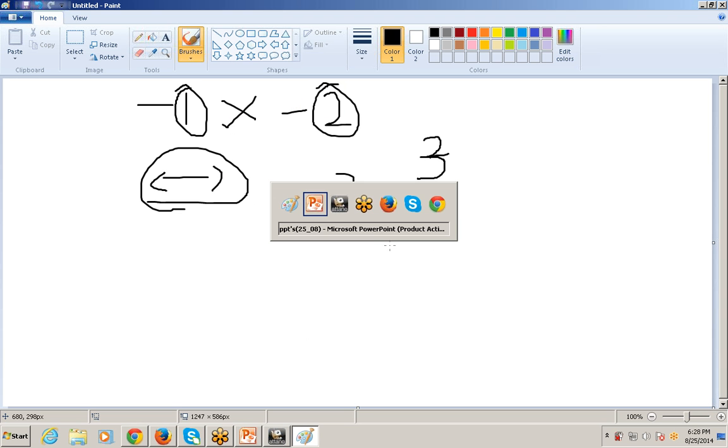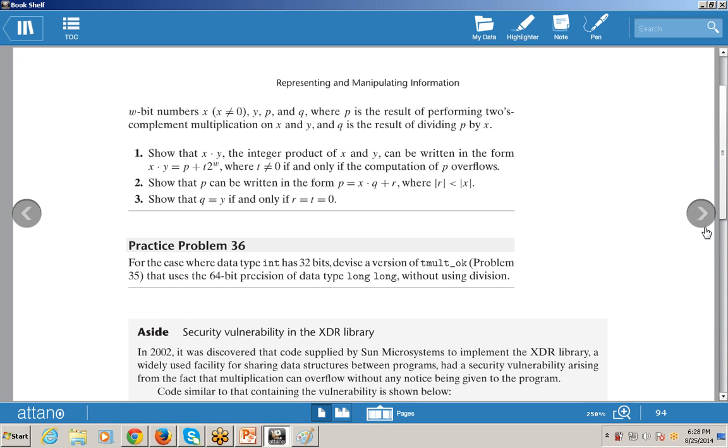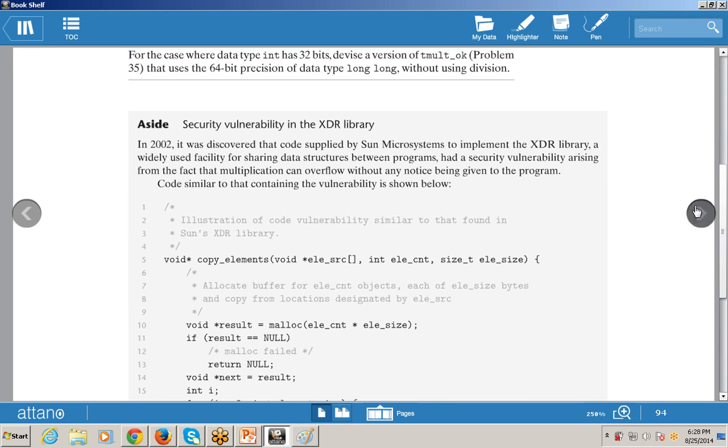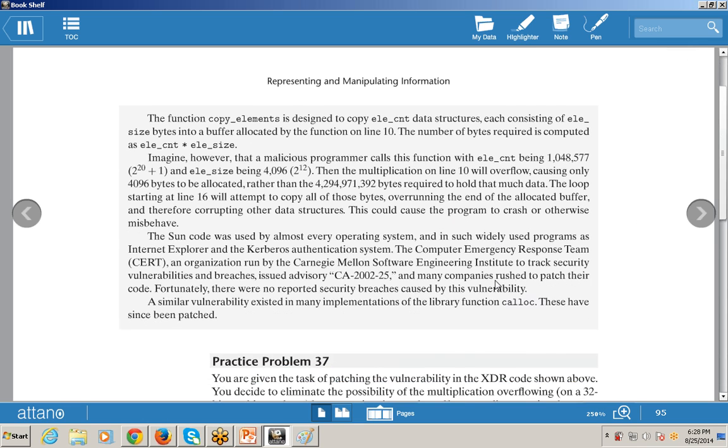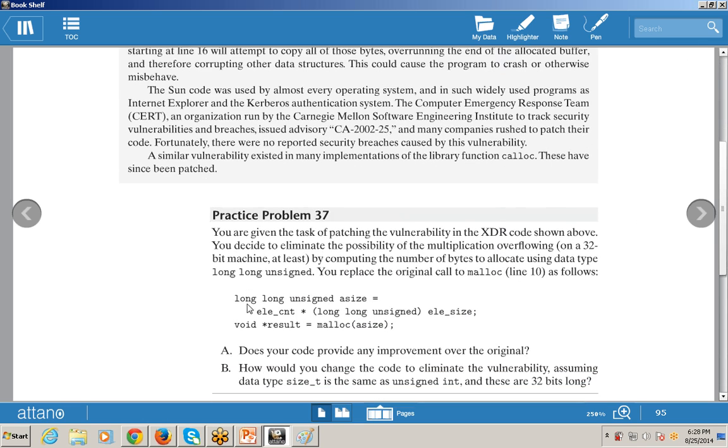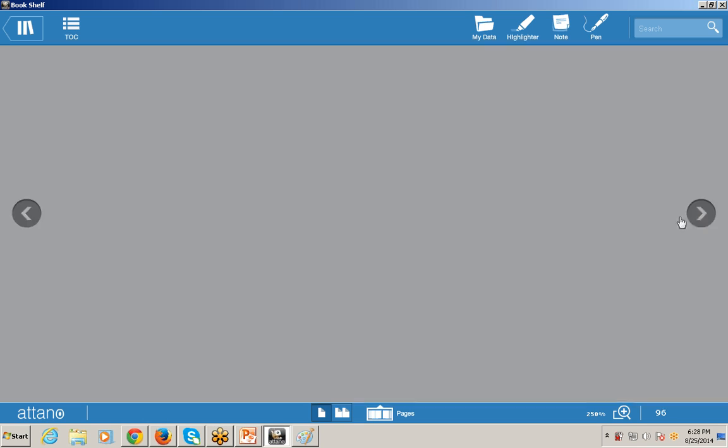Now, next topic is yours. These are the multiple problems, these are the syntax, or these are the example in C language.